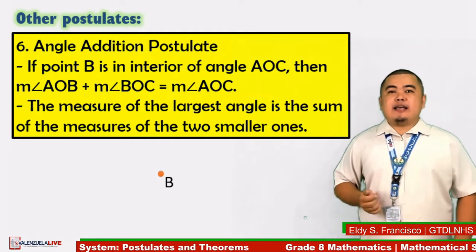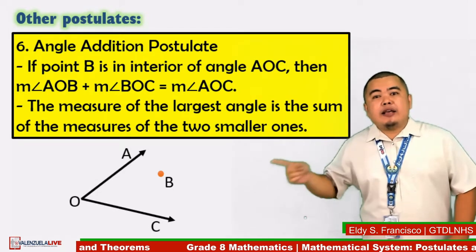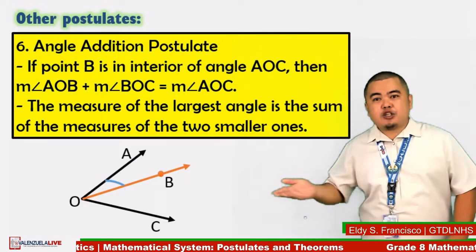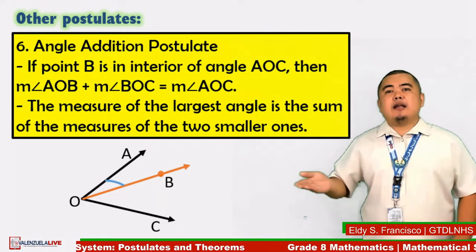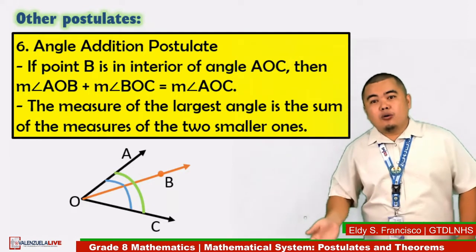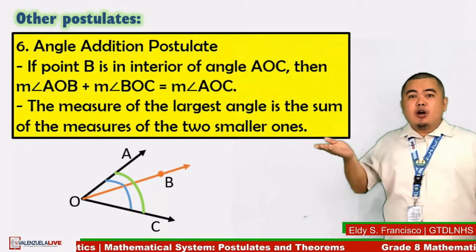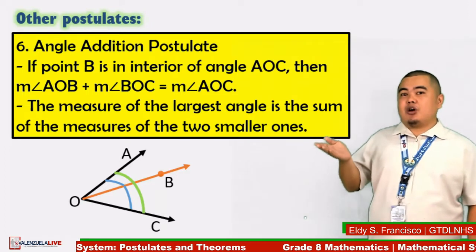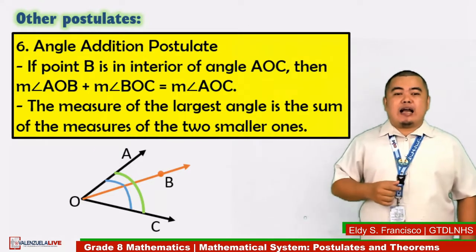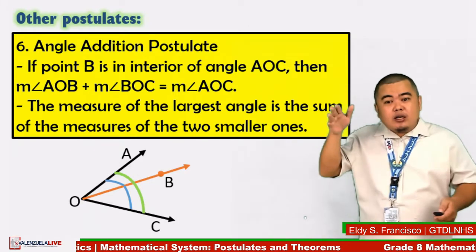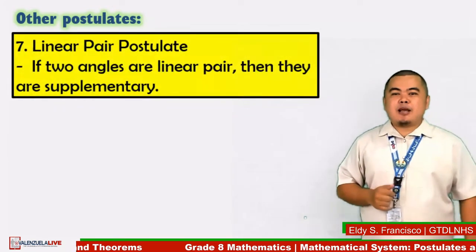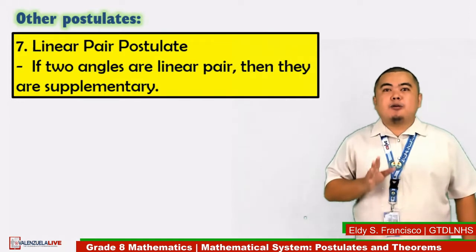point B is in the interior of angle AOC, then the measure of angle AOB plus the measure of angle BOC is equal to the measure of angle AOC. Or the measure of the largest angle is the sum of the measures of the two smaller ones. So for both segment and angle addition postulates, we can easily say that the whole is equal to the sum of its parts. Very good. Next, postulate 7, linear pair postulate.